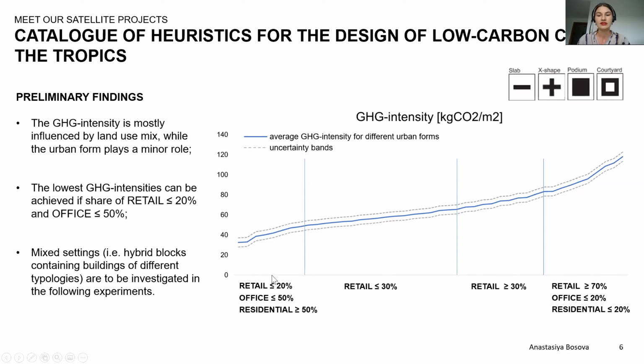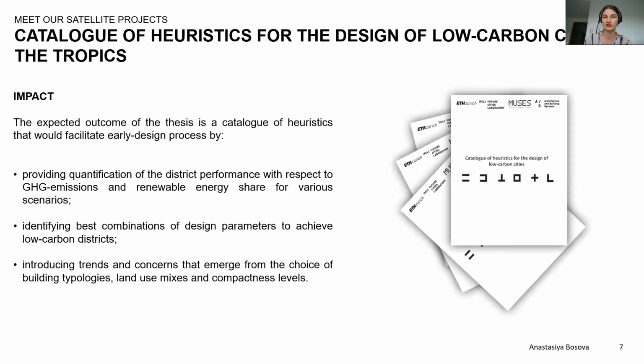In the following experiments, mixed settings containing buildings of different typologies within a building block, for example, a podium and 2 cross towers or slabs, are to be investigated to introduce variability into urban form and to investigate as many configurations as possible. In the end, we hope to create a catalog of different configurations that would contain quantification of the district performance with respect to greenhouse gas emissions and renewable energy share. In this way, it will be possible to identify the best combinations of design parameters to achieve low carbon districts.